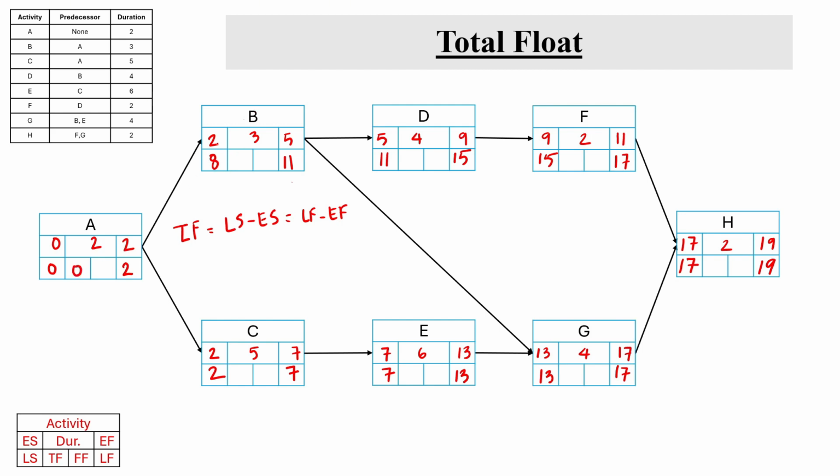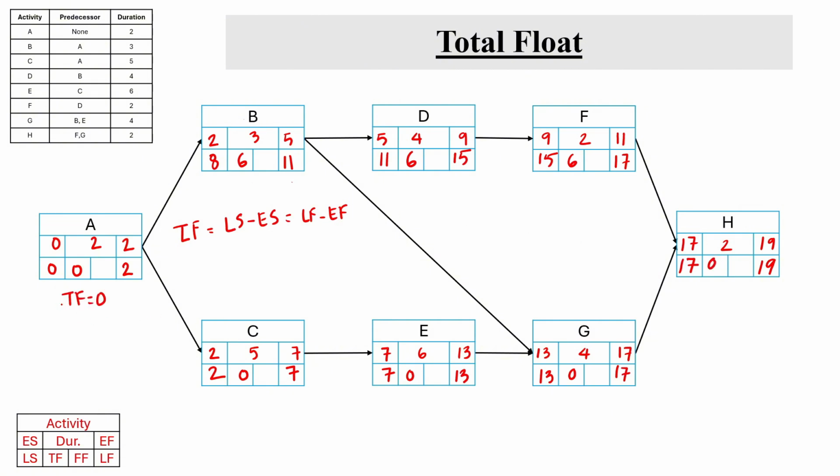Similarly for B, 8 minus 2 is 6, 11 minus 5 is 6. For C, 2 minus 2 is going to be 0, 7 minus 7 is 0. For D, 11 minus 5 is 6. For E, 0. For F, 15 minus 9 is 6. For G, 13 minus 13, 0. For H, 17 minus 17 or 19 minus 19, it's going to be 0.